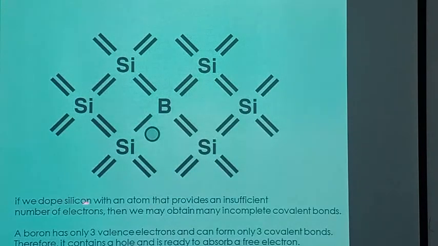So if we dope silicon with an atom that provides an insufficient number of electrons, then we may obtain many incomplete covalent bonds. Boron has only 3 valence electrons, 1, 2, 3, and can form only three covalent bonds. Therefore, it contains a hole and is ready to absorb a free electron.